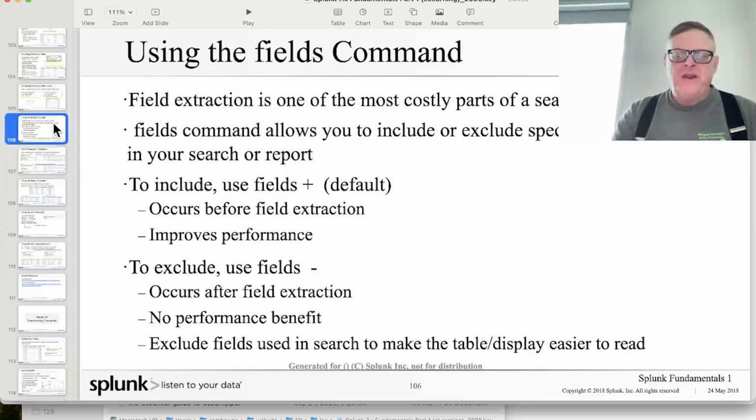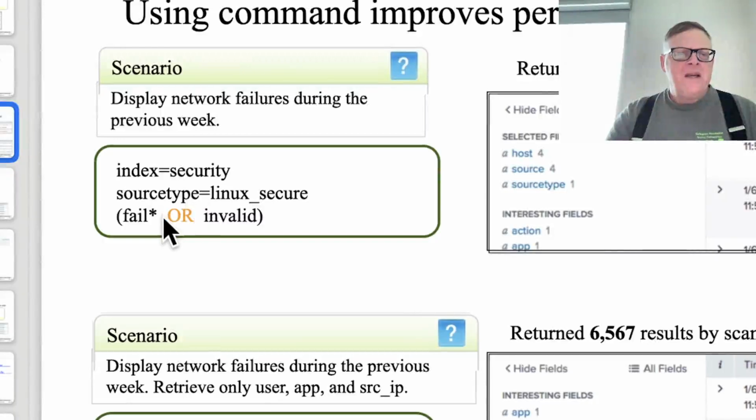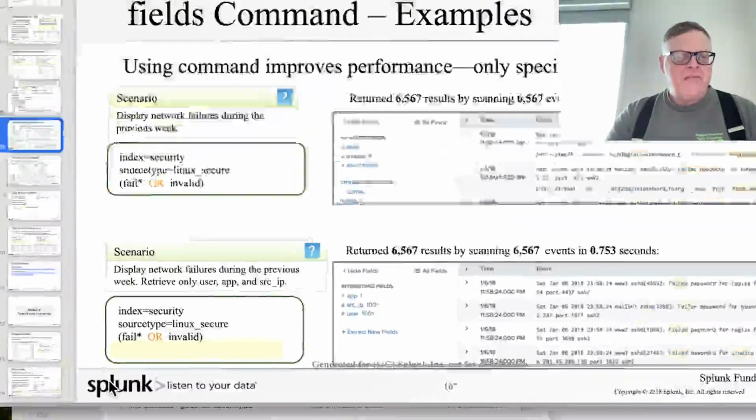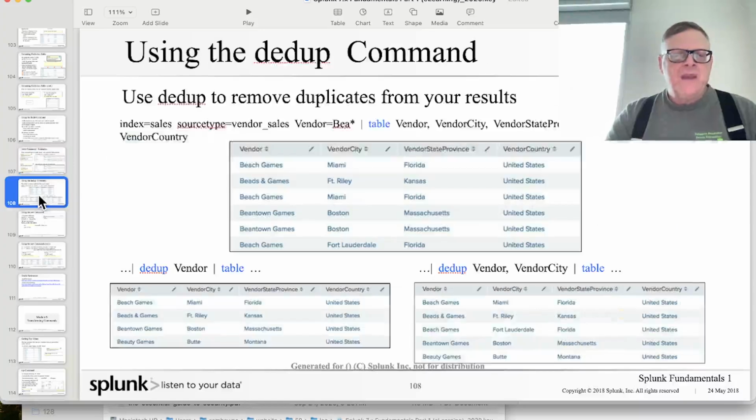There should be an example of fields coming up. Yeah. So here you go. Display network failures. Well, they don't seem to have an example of fields.